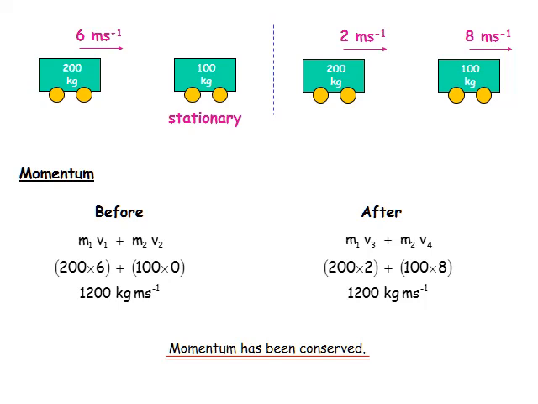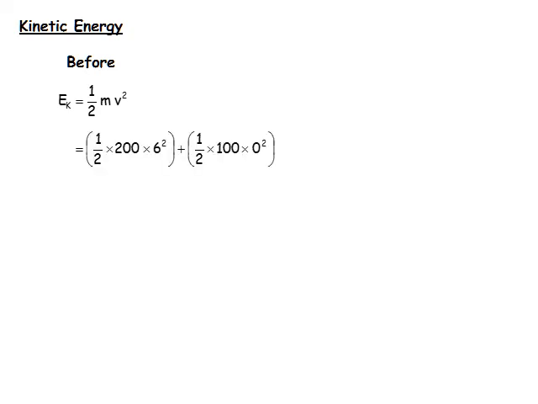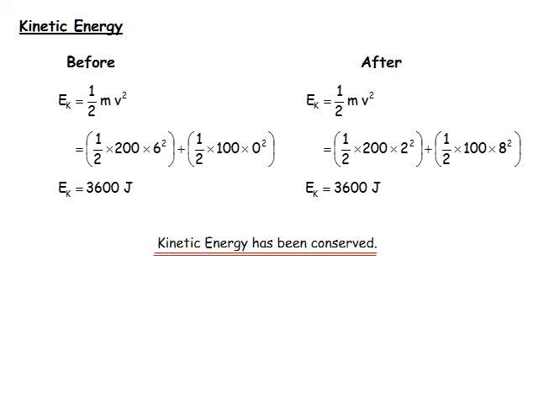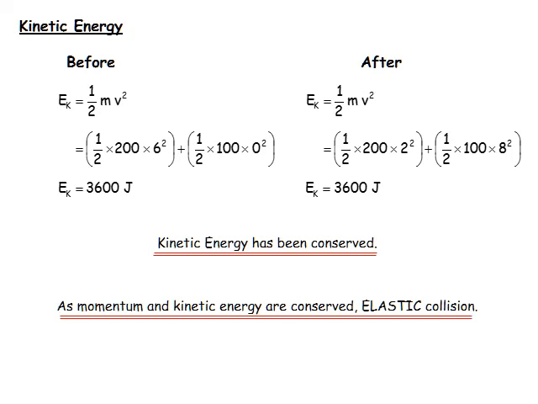So now we need to consider the energy to see if it's an elastic collision. We work out the kinetic energy before and the kinetic energy after. The kinetic energy before consists of the two objects, one of which was stationary. So we've got half times 200, mass, times speed squared, 6 squared, plus half times 100 times 0 squared. So we get 3,600 joules before. After the collision, we've got half mv squared plus half mv squared because we've got two objects moving. We substitute in the numbers, making sure we square the velocities, and then we get our answer. And we've shown it is an elastic collision because the kinetic energy has been conserved. So as momentum and kinetic energy are conserved, this is an elastic collision.